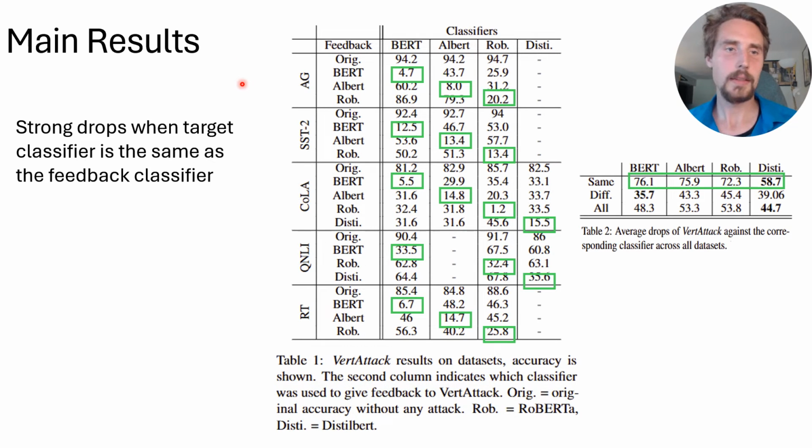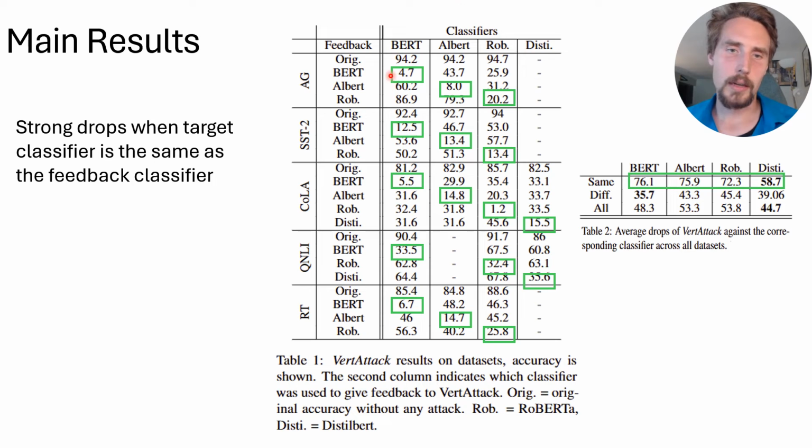We find that strong results occur when the classifier that's used for feedback is the same as the classifier used at the end of the attack. And so we see large drops. For example, here the original accuracy was 94.2, and it drops all the way down to 4.7. And that's across datasets as well. COLA, at 80%, 81% accuracy, drops down to 5.5, with similar things for the other datasets as well.